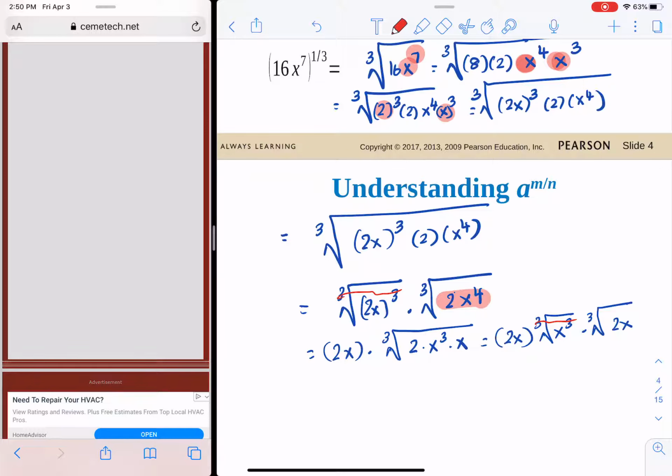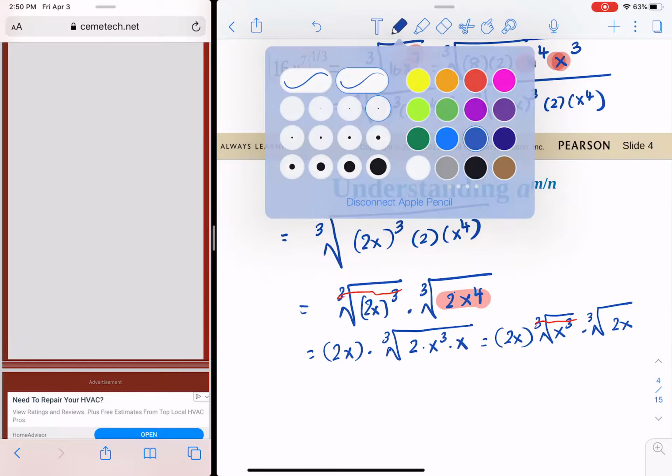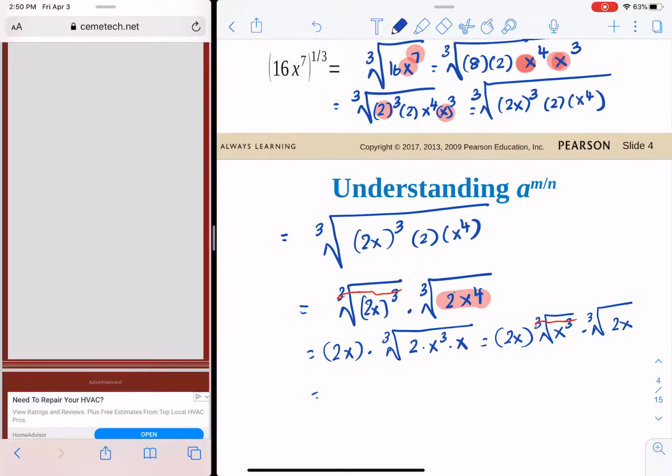Those two would sort of go away, leaving us with 2x times x times the cube root of 2x. Now, certainly, the cube root of 2x cannot be simplified further, so the answer is simply 2x squared times the cube root of 2x.